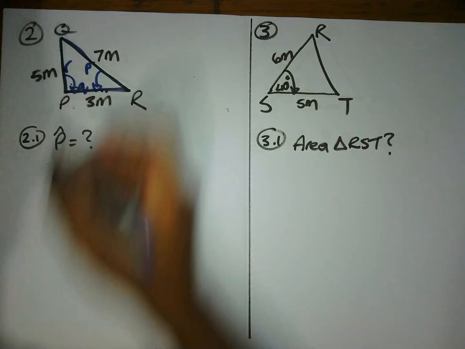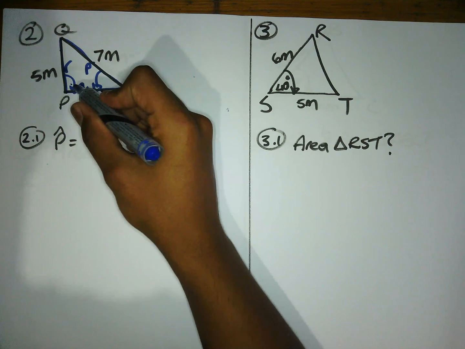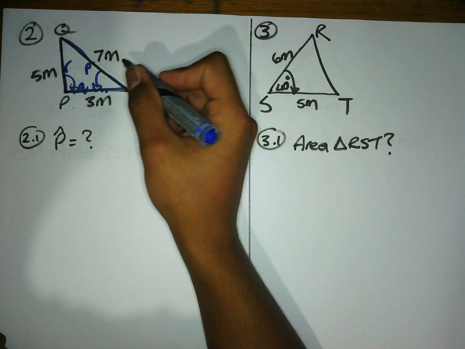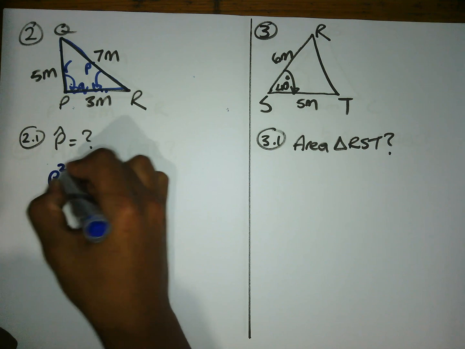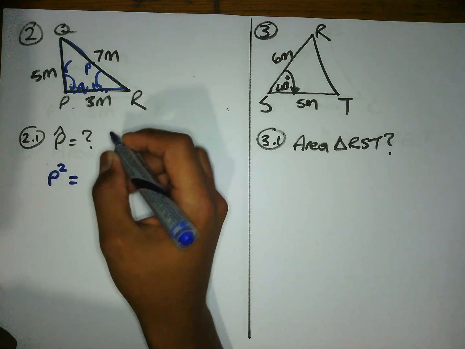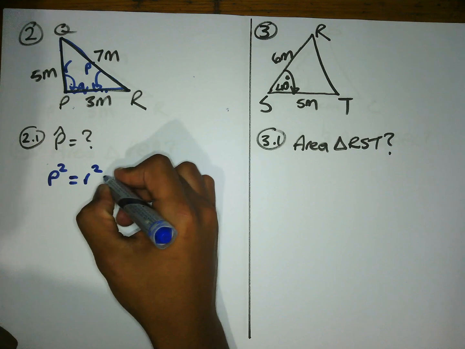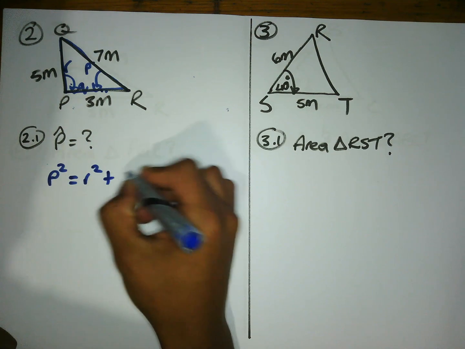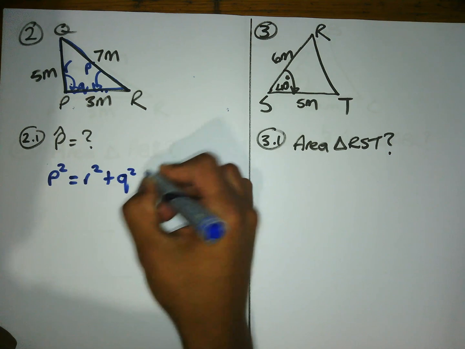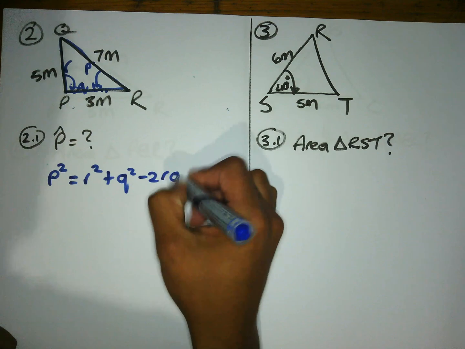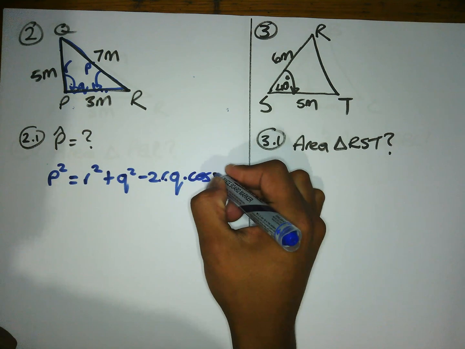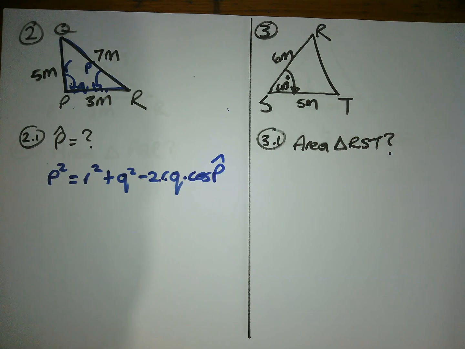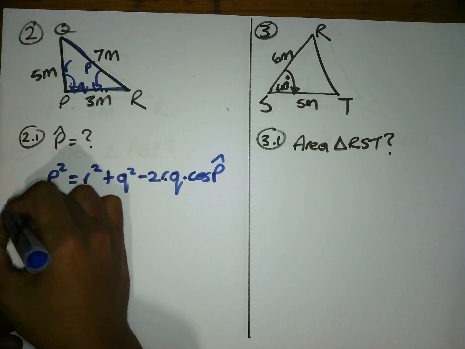For angle P, we must start with the side that's directly opposite it. So we're going to say P squared equals R squared plus Q squared minus 2RQ times cos of angle P. And all I do is manipulate it exactly the same way I just did.